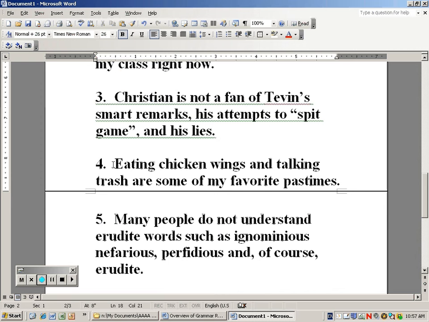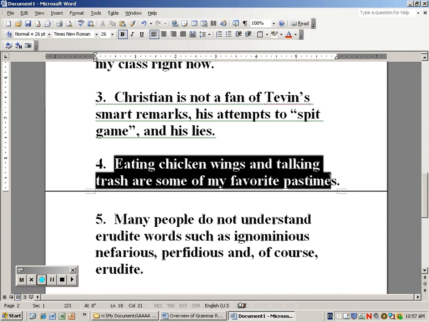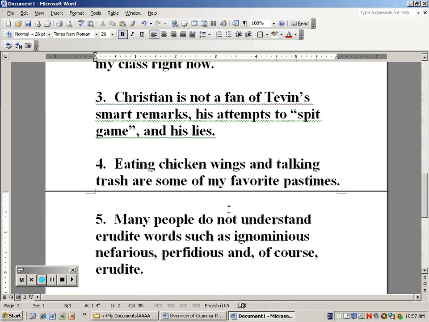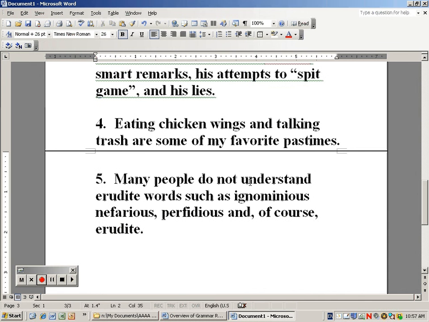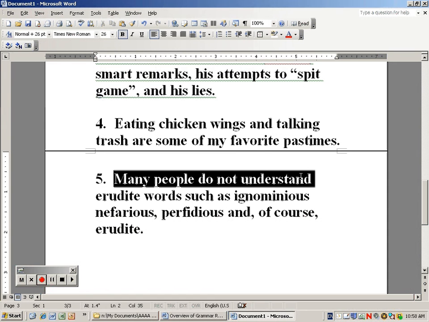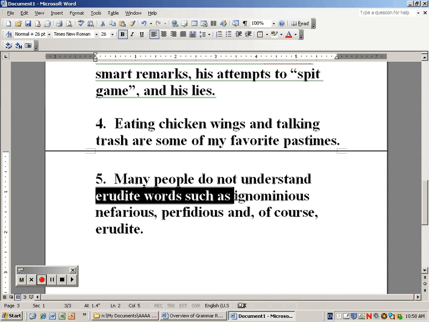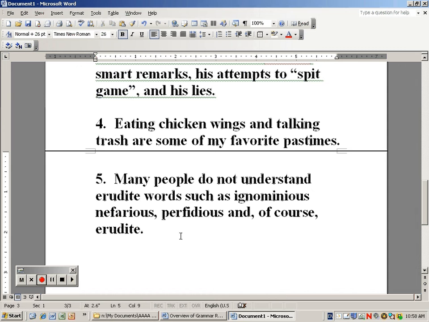Number 4. Eating chicken wings and talking trash are some of my favorite pastimes. Is there anything wrong with this sentence? And if so, what is it? And last but not least, number 5. Many people do not understand erudite words such as ignominious, nefarious, perfidious and, of course, erudite. Can you identify what is wrong with number 5?